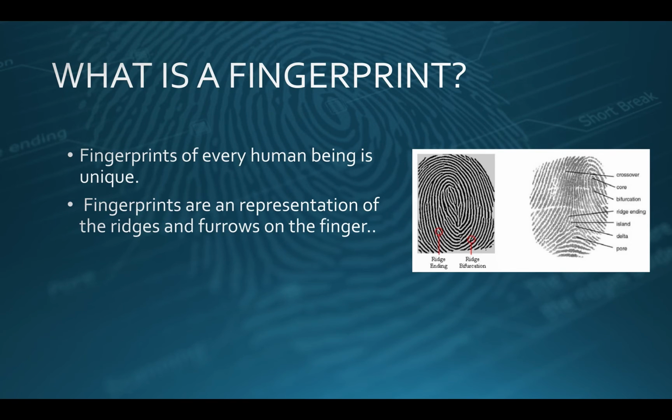So what is exactly a fingerprint? A fingerprint is a unique feature that separates different human beings from each other. Fingerprints are a representation of ridges and the furrows on the finger, as you can see in the images.